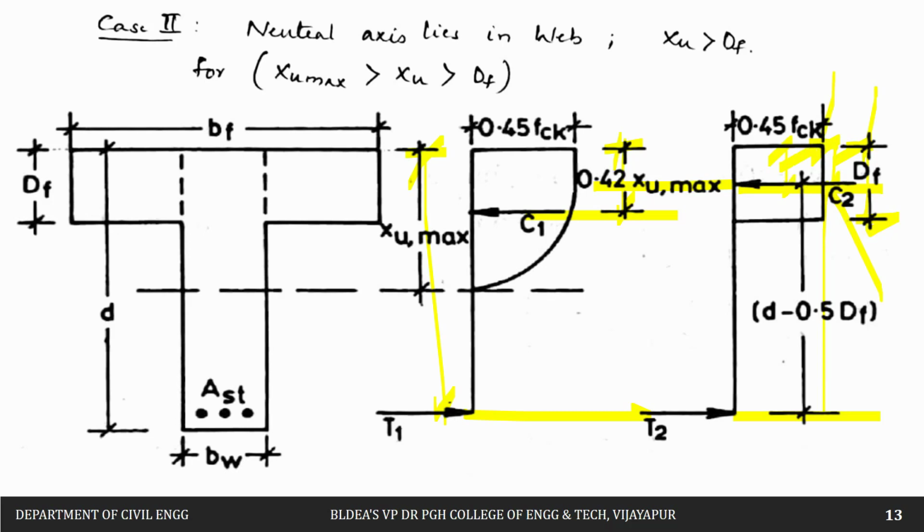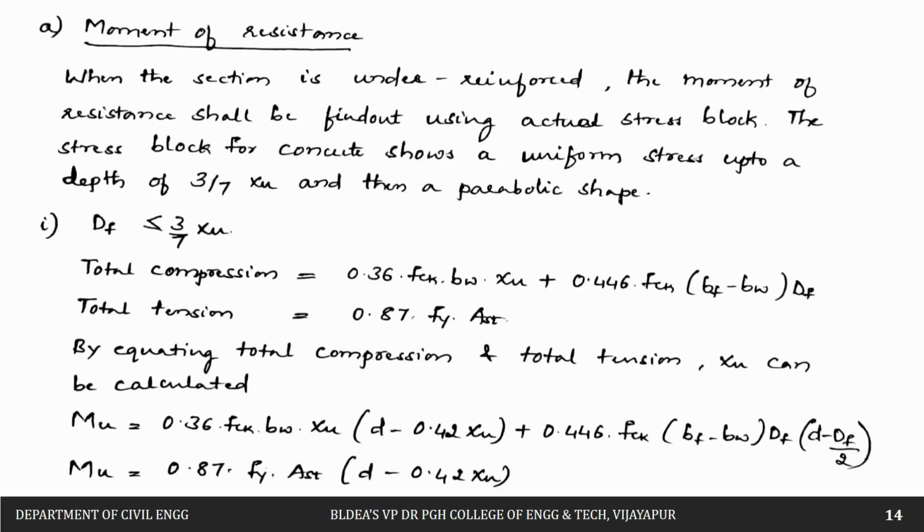Why? Because it is a rectangular section. So this is Df by 2. Therefore this is d minus Df by 2. d is the total distance from here till here, minus this distance Df by 2. So you get the distance d minus Df by 2, that is d minus 0.5 Df.